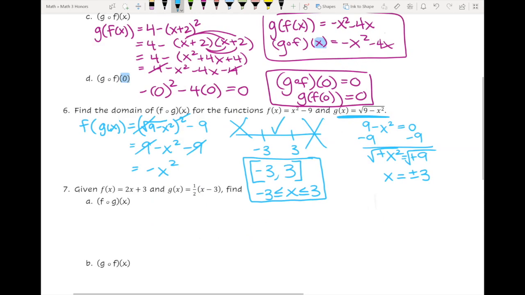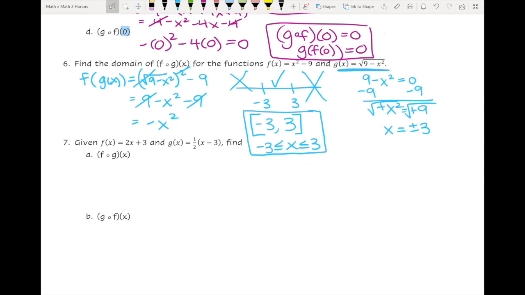All right, and then number 7 here, given f of x equals 2x plus 3 and g of x equals 1/2 times x minus 3, we're going to find the f of g of x and the g of f of x. F of g means I sub the g into the f. I'm going to have the 2, and I sub the g in there, plus 3. It's like 2x plus 3, but I have to put this entire g function in there. So this will be a 1/2 times x minus 3.